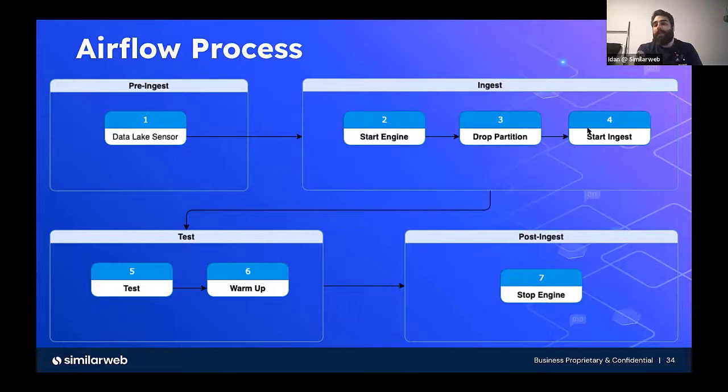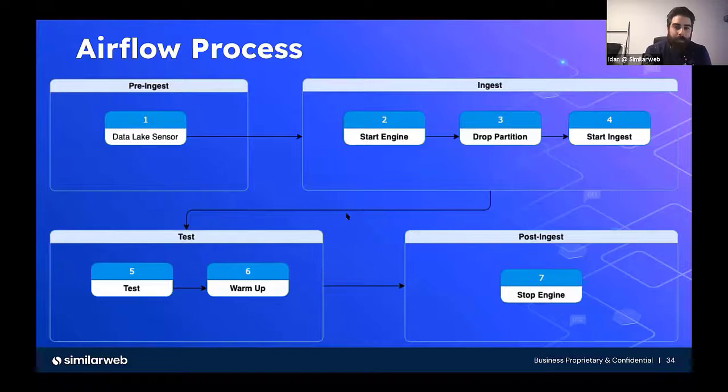Then we start the ingest query. And specifically for segments, the ingest query doesn't include any transformation. It's just ingest. You just take the data as is from our data lake to Firebolt. We test the data in Firebolt: what we ingested is the same as the source data. We warm up the engine. It needs to warm up. And then at the last post-ingest phase, we stop the engine because the ingestion has finished.